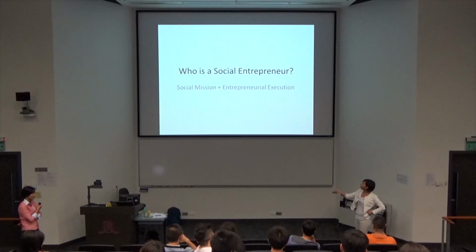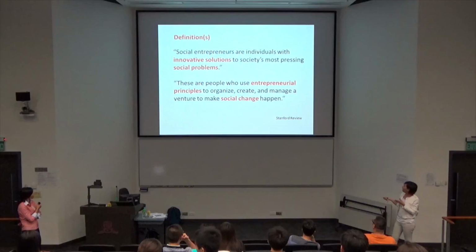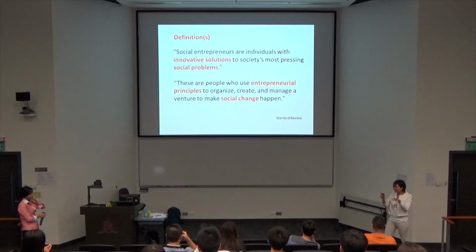That's great. Let me move on to the definition then. Basically, Stanford defines it this way. They say that social entrepreneurs are individuals with innovative solutions to society's most pressing social problems. These are people who use entrepreneurial principles to organize, create, and manage a venture to make social change happen. So how many of you are in line with this?